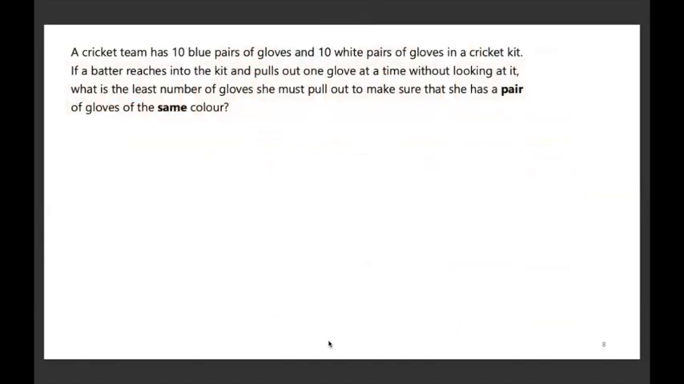Here, a cricket team has 10 blue pairs of gloves and 10 white pairs of gloves in a cricket kit. If a batter reaches into the kit and pulls out one glove at a time without looking at it, what is the least number of gloves she must pull out to make sure that she has a pair of the same color?